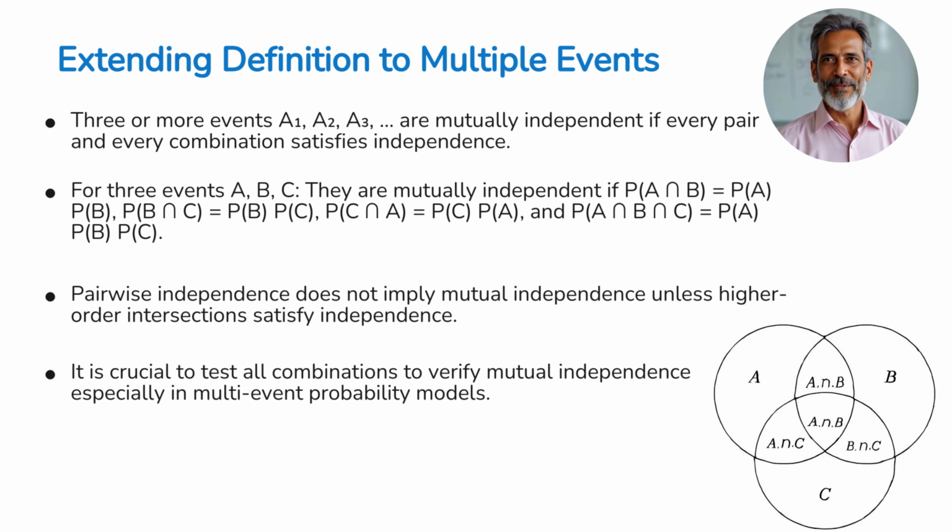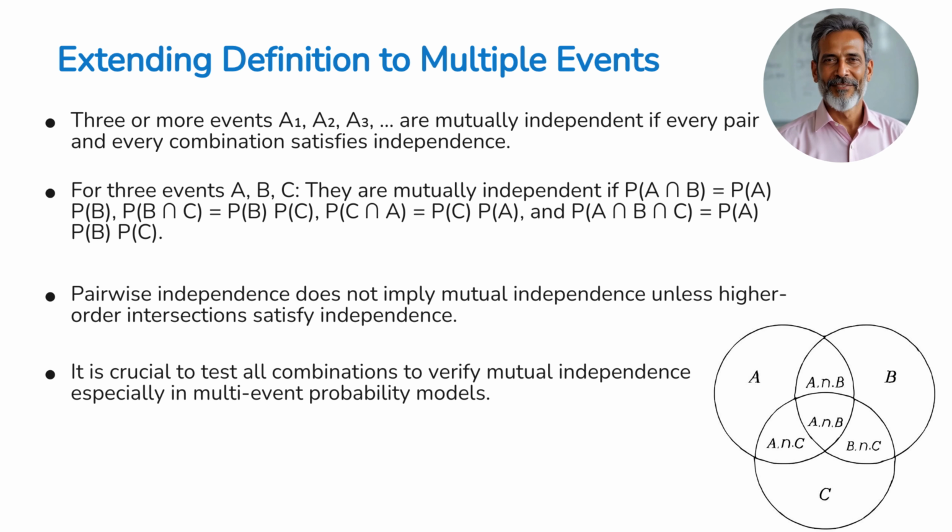Now, what happens if there are more than two events? Let's say 3 or even more. When dealing with events labeled A1, A2, A3, and so on, these events are mutually independent if every possible pair and combination satisfies the independence property.